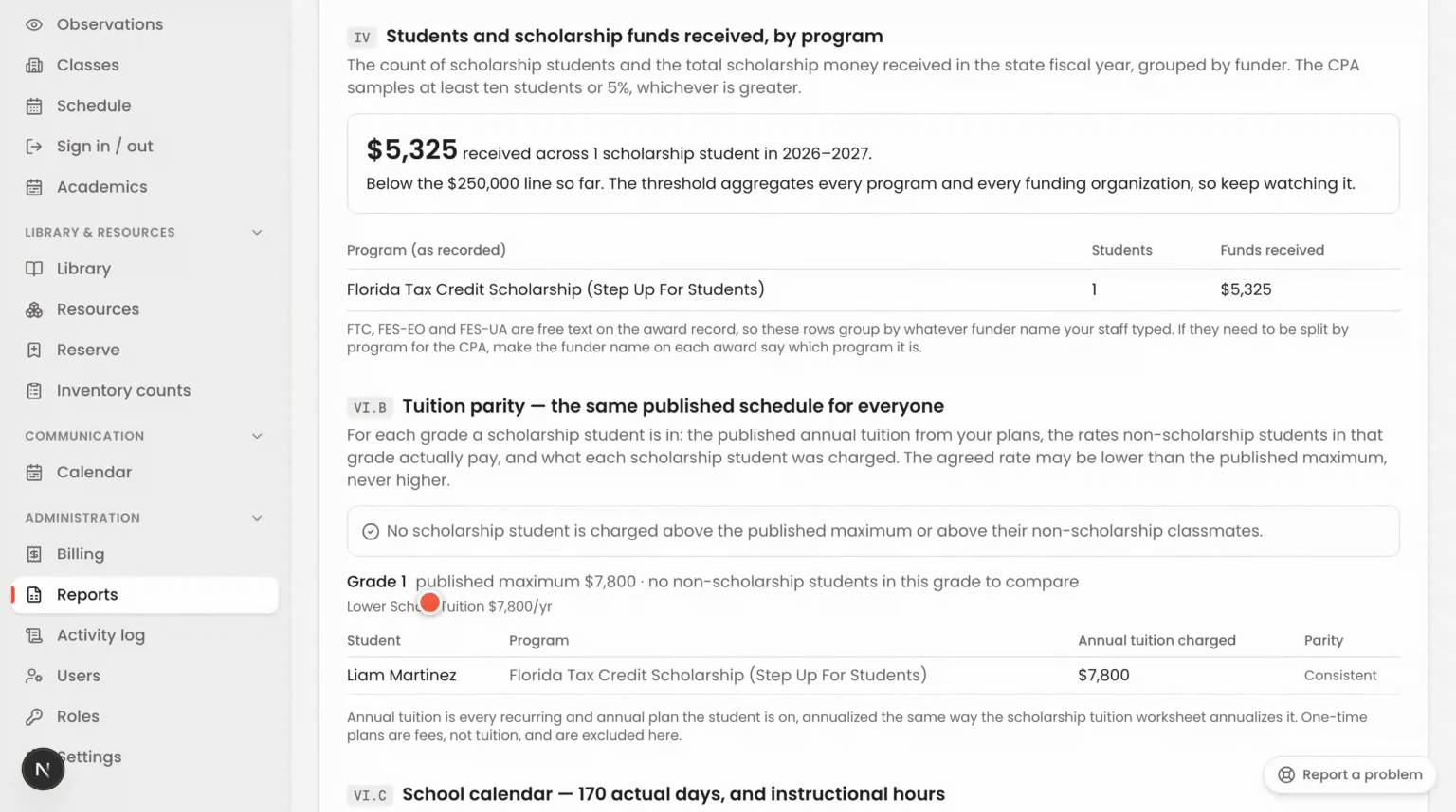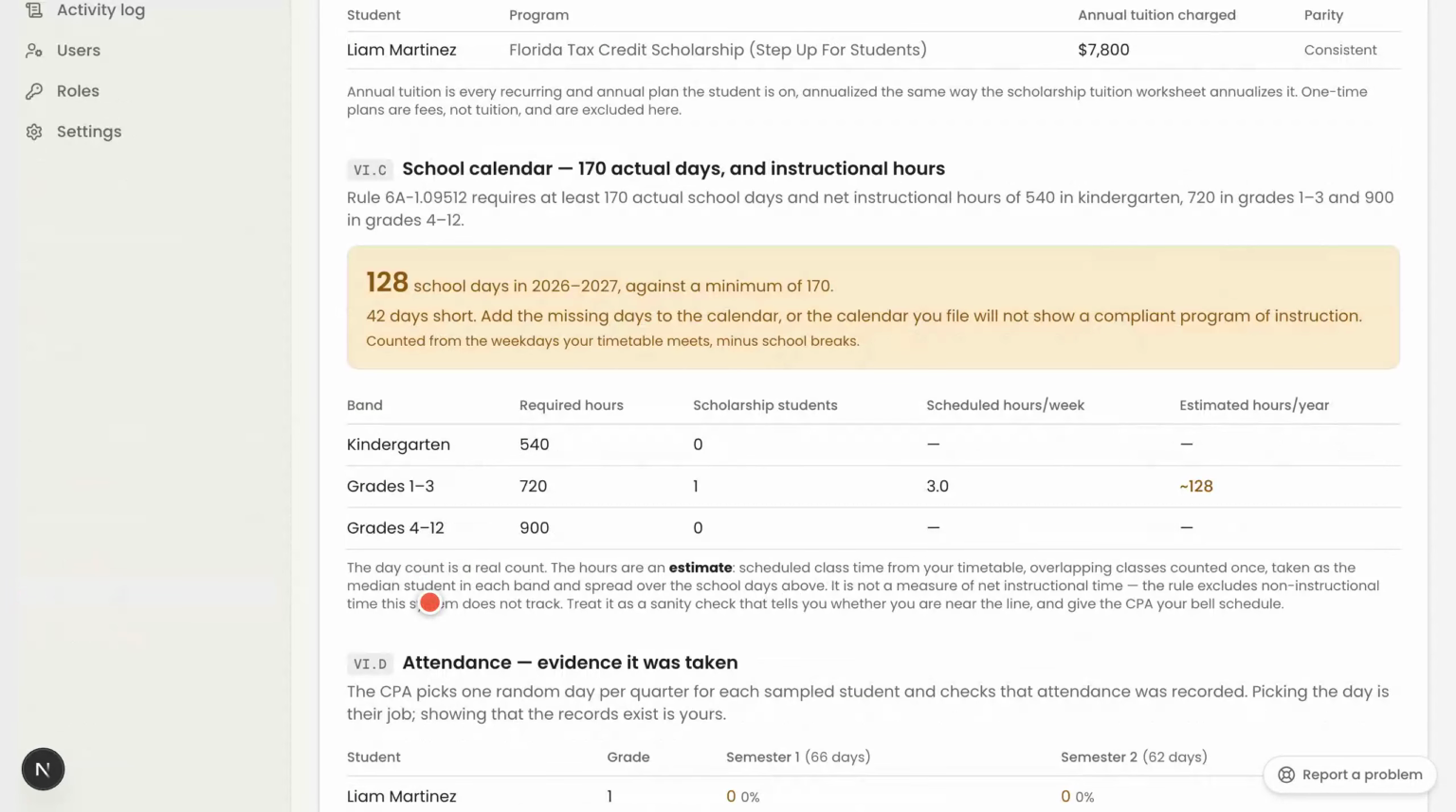6C counts your calendar against 170 actual days and says when you are short. The day count is real. The hours are an estimate.